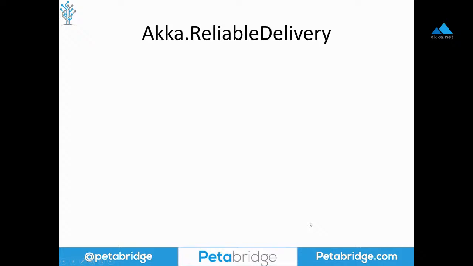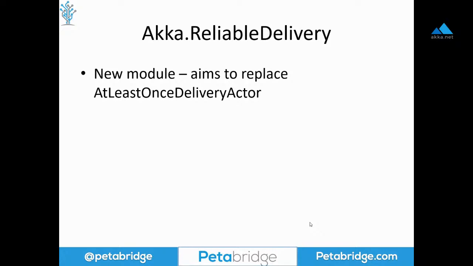Next project, and I've actually made promises to customers along this line already, so I better do it. We're planning on having a prototype of Akka.ReliableDelivery available on NuGet by mid-April. This is designed to replace the at-least-once delivery actor, which is the whole goal of this release.